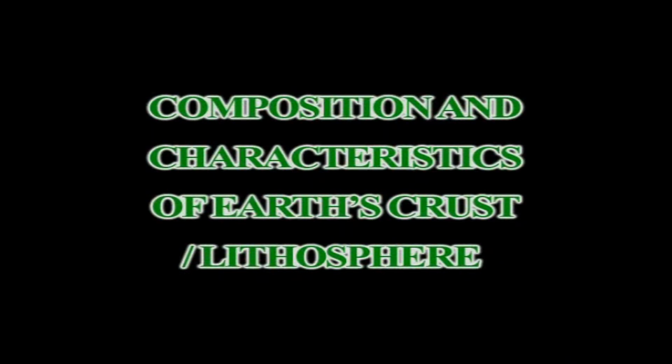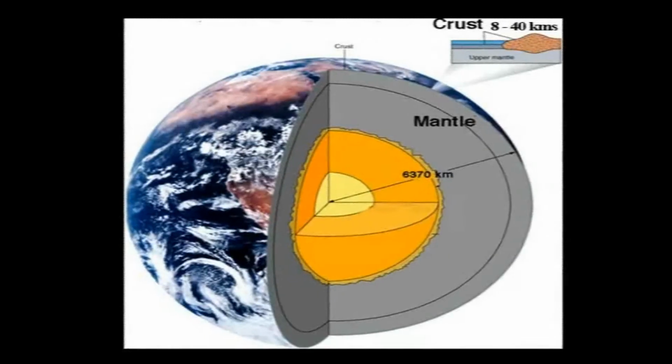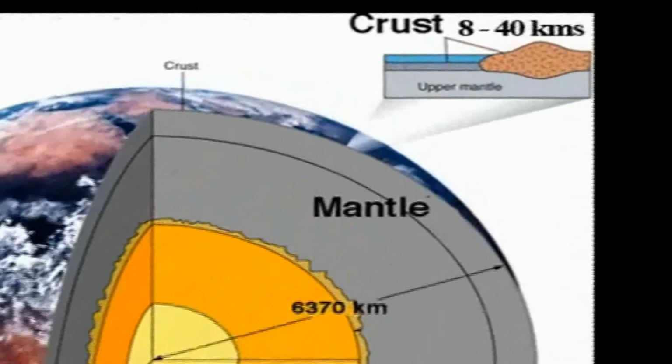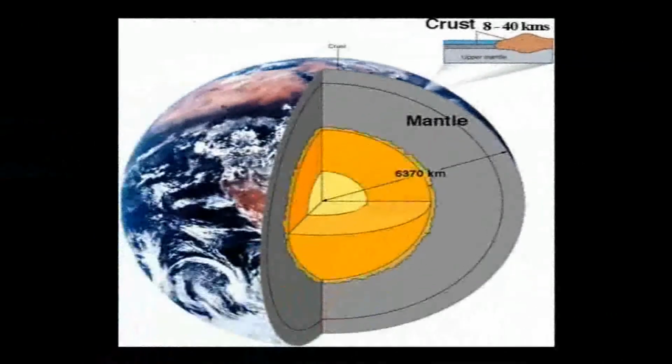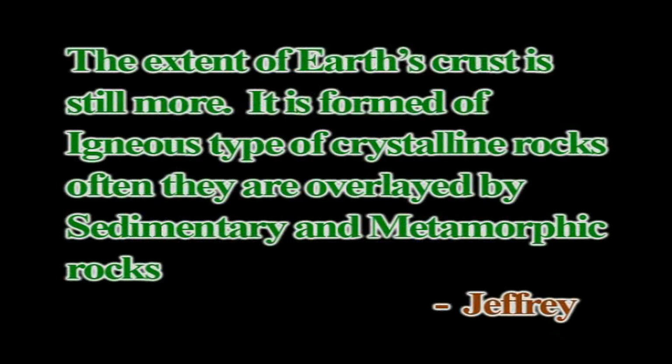Now let me come to some more details of the composition and characteristics of the Earth's crust, the topmost layer of the Earth. The outermost and thinnest of the zones of the Earth is the Earth's crust, which is often referred to as the lithosphere. Indirect studies have shown that this has an extent of something like 8 to 40 kilometers or a little more from the surface downwards. According to some geologists like Jeffreys, the extent of the Earth's crust is still more.